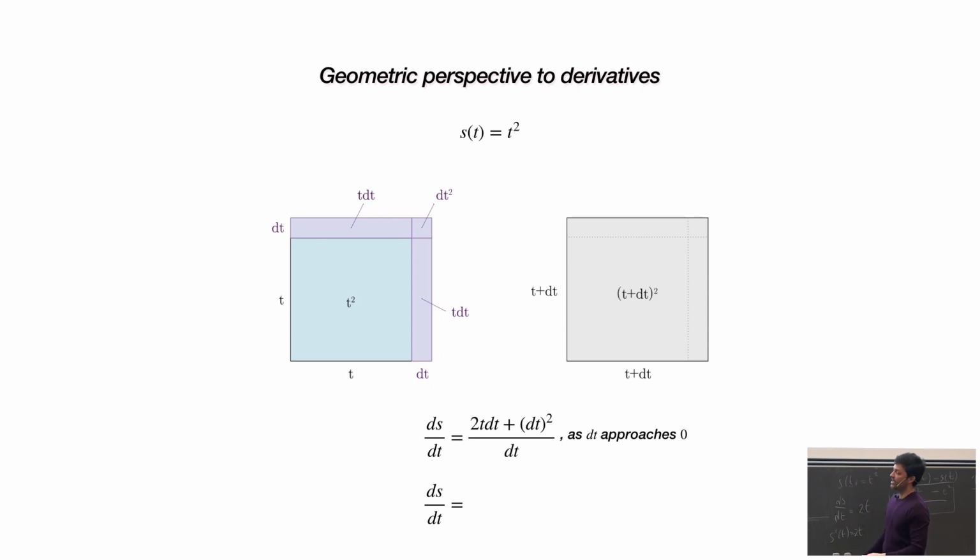So it is an area divided by a length. To find this area, you just simply need to multiply these widths. So for example, the upper rectangle is dt times t, yeah? And then the right rectangle is, again, dt times t. So it's 2t dt, 2 times t dt. And then we add this dt squared. And then we divide this area by what caused it, which is dt.